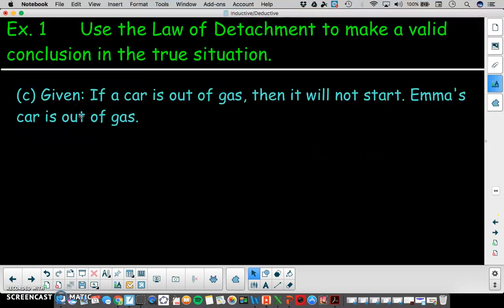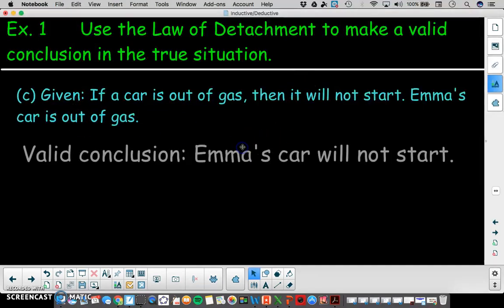Part C here: if a car is out of gas, then it will not start. Emma's car is out of gas. We're using this generalized statement, if a car is out of gas, then it will not start, and we're given a very specific case that goes with the hypothesis of that P implies Q statement. So given that Emma's car is out of gas, we know it must not start. A valid conclusion based on the law of detachment is Emma's car will not start.